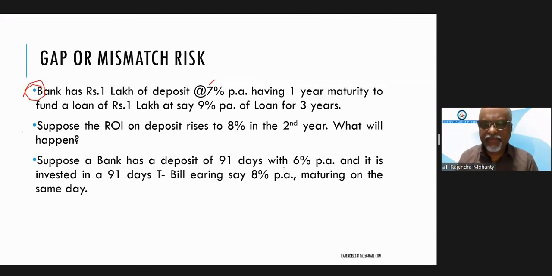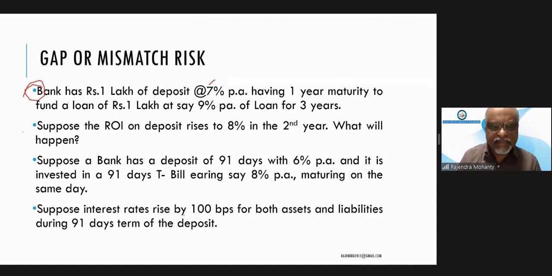But if the interest rate is raised by say 100 basis points or 1% during the 91 days term of the deposit, then the deposit will be renewed. Suppose after this 91 days the deposit is matured and suppose interest rate rises by 1% for both asset and liability during the 91 days term of the deposit. So what will happen?